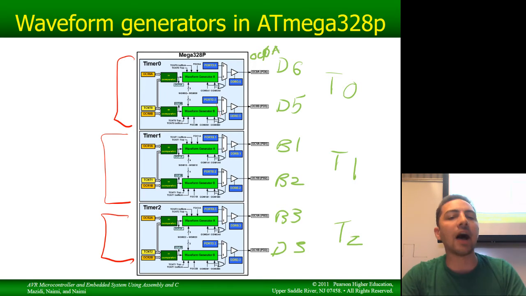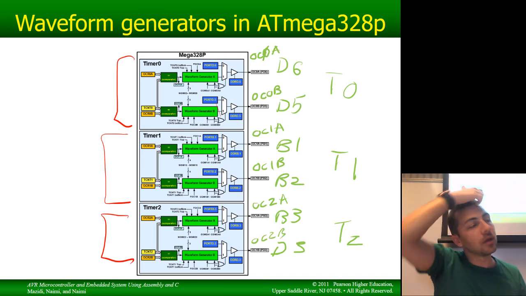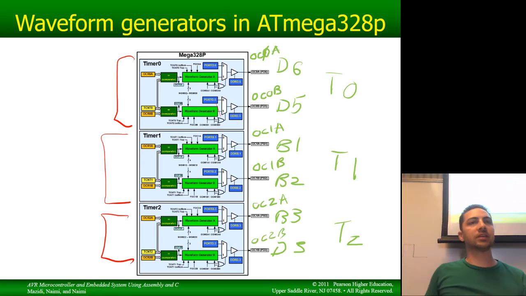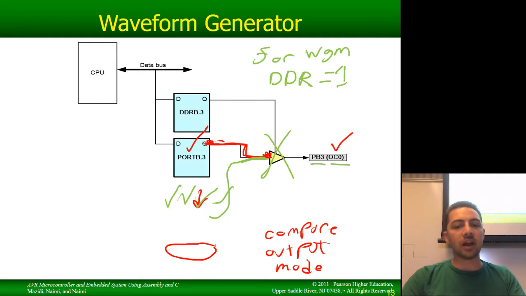So there's no R. It's just the output compare 0A bit, output compare 0B, output compare 1A, output compare 1B, output compare 2A, output compare 2B. Okay. So those, if you look on your pin description inside the manual, you'll see those pins. So when I say here that you've got to enable the DDR bit, it depends on which timer you're on and which channel you're on.